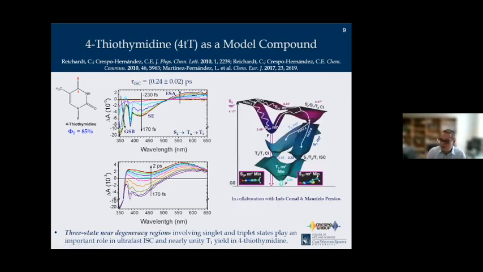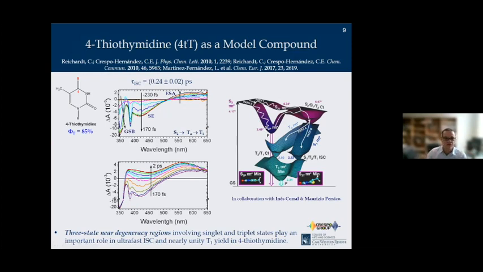This was a very surprising result at that time because in organic molecules, intersystem crossing is usually spin forbidden and it takes a significant time. And so we observed a 240 femtosecond intersystem crossing. And so we wanted to understand that from a more quantum mechanical perspective. And for that, we teamed up with Inés Corral, who will be speaking very shortly after me, and with Mauricio Persico to understand the quantum chemical dynamics using a multi-configuration interaction.